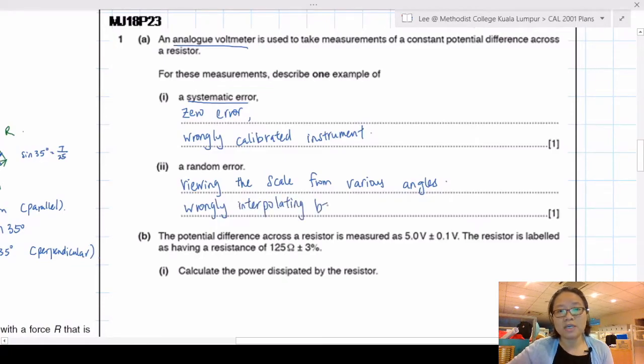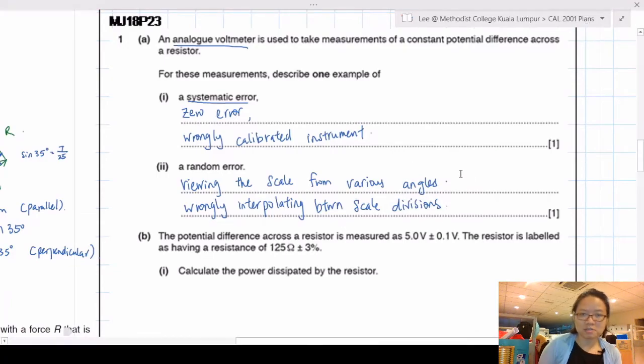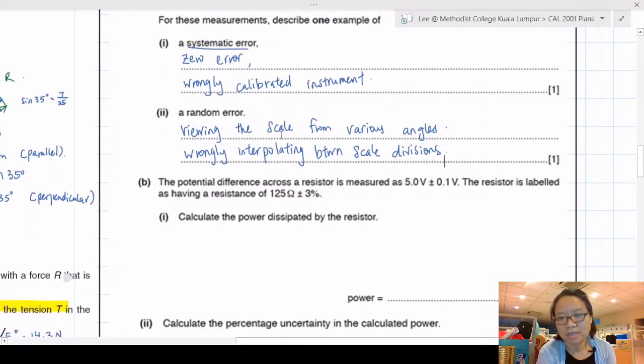Or maybe when you read the scale, let's say your brain when they read scale between 4 and 5, always jump scale 1. So instead of 4, 5, 6, you go 4, 6. It happens. Human error. Okay? So normally random error is due to humans. Systematic error is due to instruments. Normally. But don't write like that. You describe the thing properly.